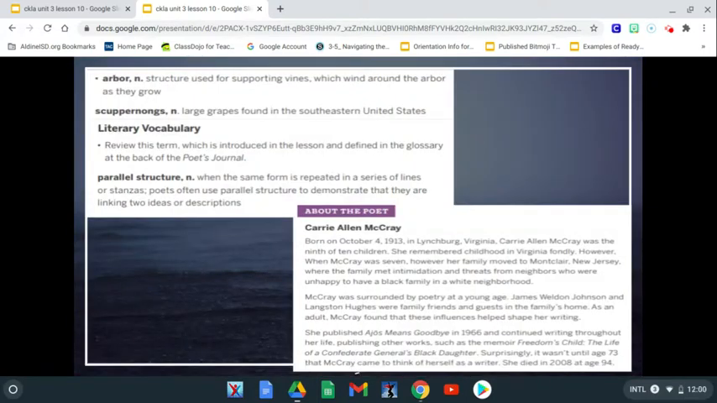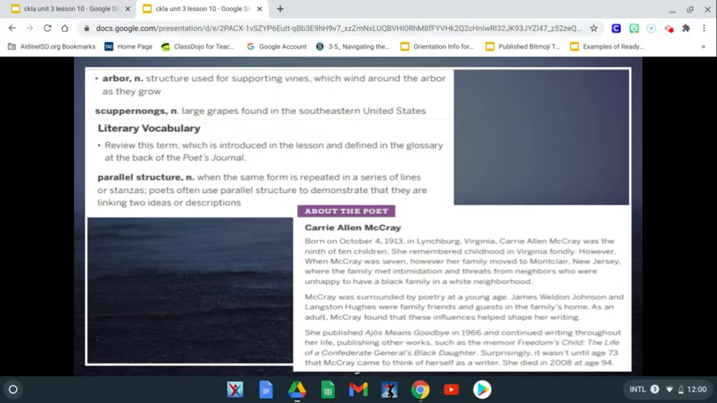And the first thing that we always touch on before we even go into our lesson is our core vocabulary and our literary vocabulary. So today we only have one core vocabulary word, and that is arbor. It is a structure used for supporting vines, which wind around the arbor as they grow. So it's a structure that helps to support and hold up those vines and things like that. Our next word is scuppernongs. It is a large grape found in the southeastern United States. So those sound really good. I love grapes. So these are large grapes that are found in the southeastern United States.